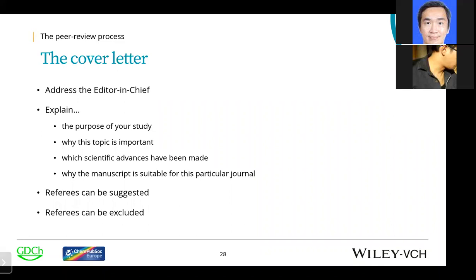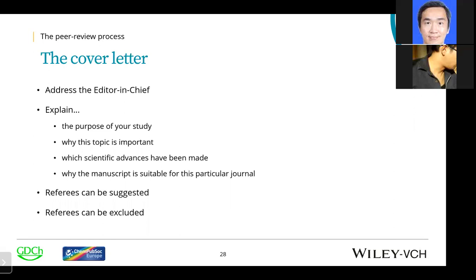And it also needs to summarize the scientific advances of the reported results, and why the manuscript is specifically suitable for the journal it is submitted to. So here, because the cover letter is more like a private correspondence between authors and the editorial office, because the cover letter will not be published, you can really just use plain language to try to persuade the editors.